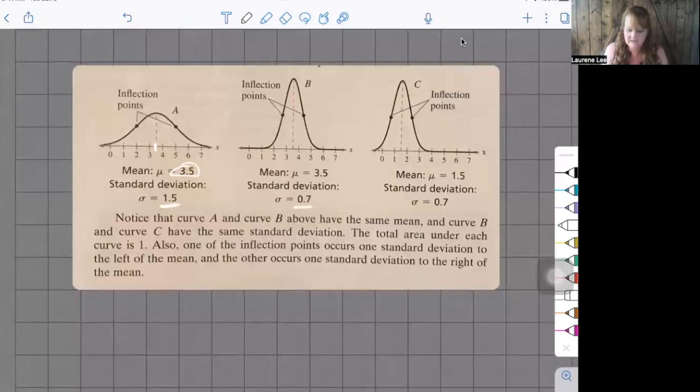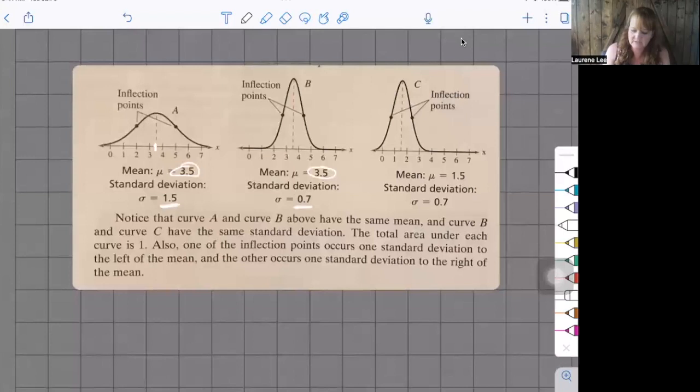This has a mean still of 3.5. It's centered at the same place, but because the standard deviation is smaller, it squeezes that normal curve in. Now it's still symmetric. It's still centered around the mean, and median and mode are all the same. It follows all those parameters, but the overall shape is just fatter or skinnier.